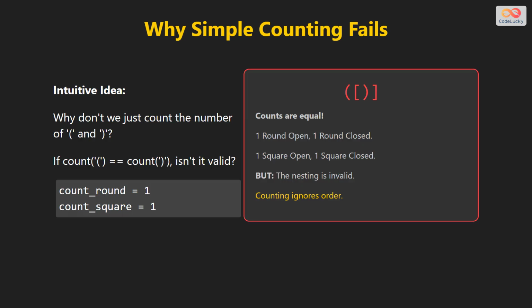A common mistake beginners make is thinking, why not just count the characters? If I have 5 open brackets and 5 closed brackets, isn't that valid? No, look at the example on the screen. Here we have 1 open round and 1 closed round, 1 open square and 1 closed square. The counts match perfectly, but the string is invalid because the nesting is wrong. Simple counting ignores the order, which is the most important part.